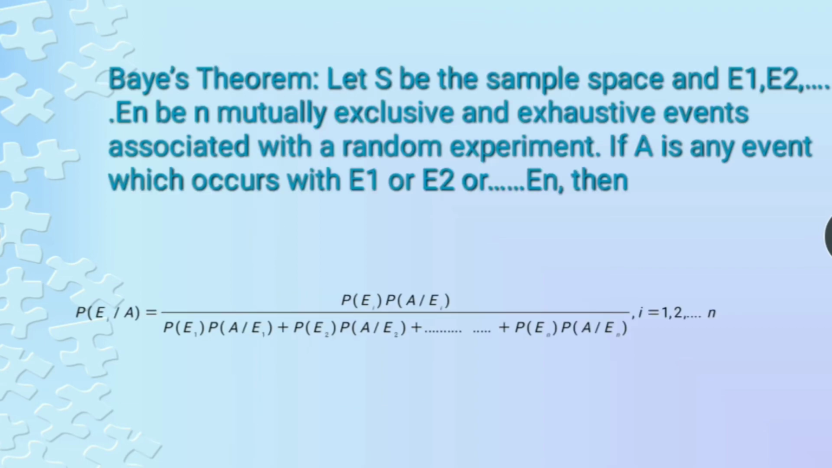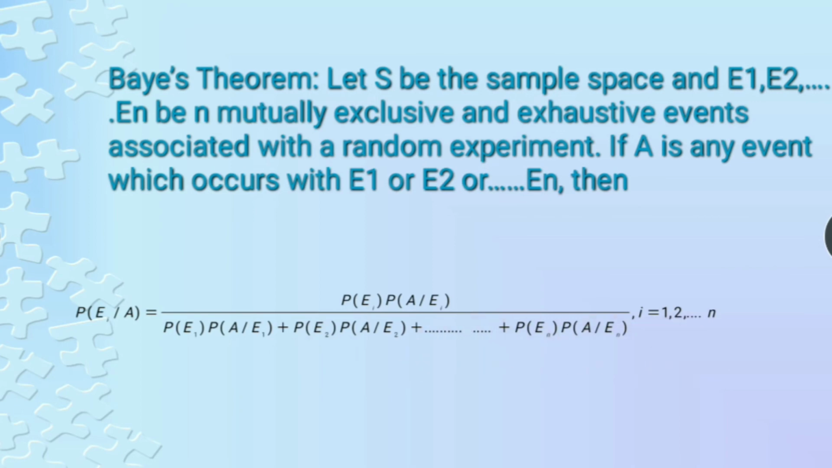So this is what Bayes theorem gives us. Bayes theorem gives us the probability of event E1 or any En such that event A has already occurred. So if S is a sample space and E1, E2, En are n mutually exclusive and exhaustive events associated with the random experiment, and if A is any event which occurs with E1 or E2 or En, then probability of Ei given A is equal to this formula, and this is the formula of Bayes theorem.